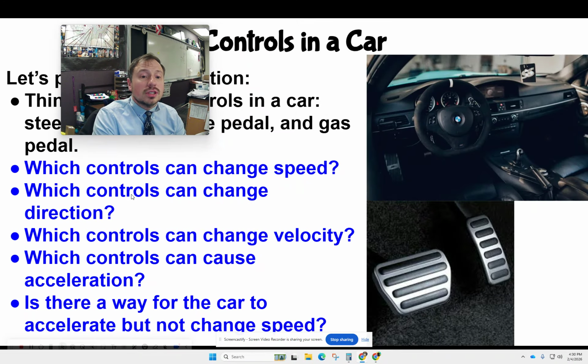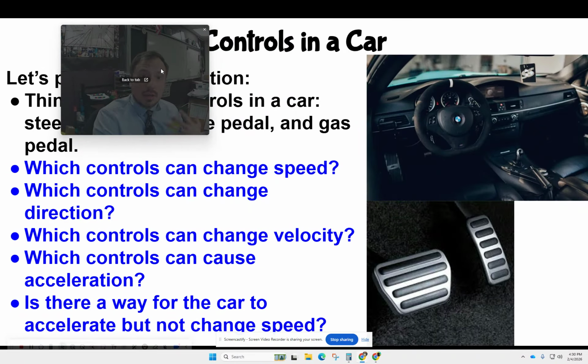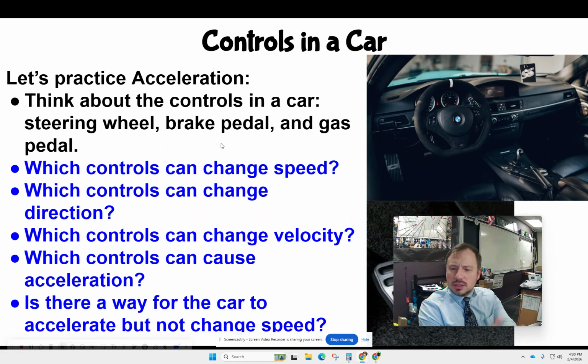Which controls can change direction? Well, that's the steering wheel. Which controls can change velocity? Velocity is speed plus direction, so all 3 of them do. Which controls can cause acceleration? Remember the 3 ways to accelerate: speed up, slow down, and turn. Now this last one, is there a way for a car to accelerate but not change speed? If you're turning at a constant speed, you are accelerating. Think about getting on or off the off-ramp onto the highway. If you're traveling at like 30 miles per hour, you get on that off-ramp and you're turning, you're going the same speed, but you are technically accelerating because you are turning, right? So that's just a little distinction between this vocabulary: speed, velocity, and acceleration.